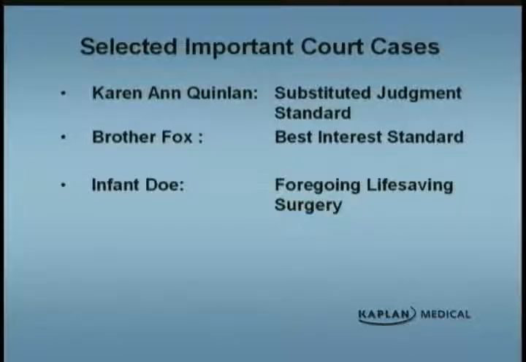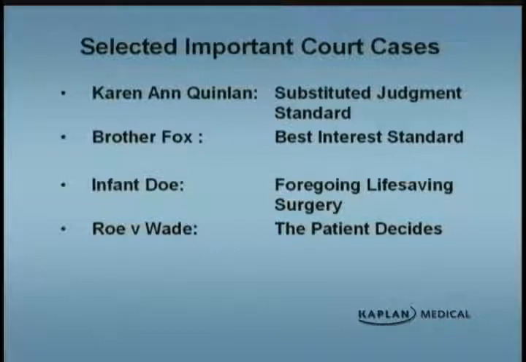Number 4, Roe versus Wade. Roe versus Wade is known to most people in the United States as the so-called abortion legalizing decision. I hate that label on so many bases. Here's just a couple of them.